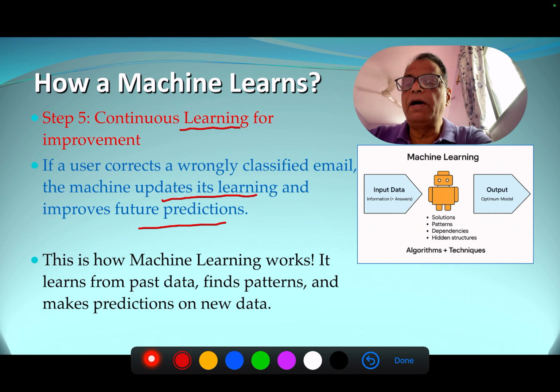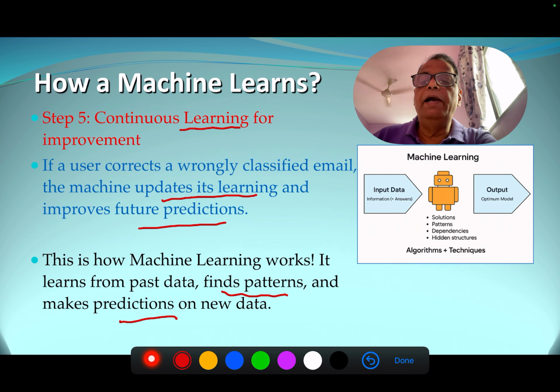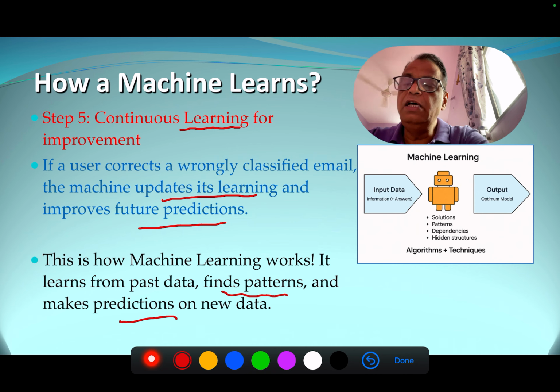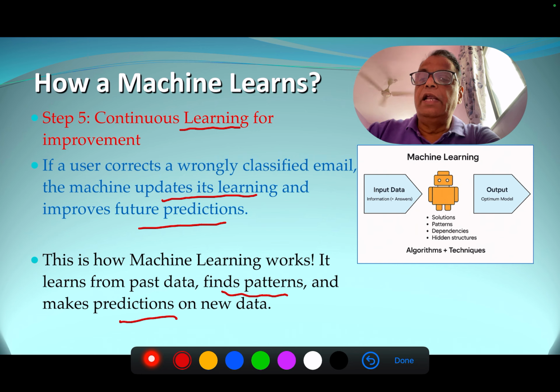It learns from the past data, finds the patterns, and makes predictions on new data. And you will find that humans do a similar kind of thing. Humans learn from experiences; here the machine learns from data. Therefore, data is very important. If the data is not appropriately given to the machine, then it may commit certain mistakes.